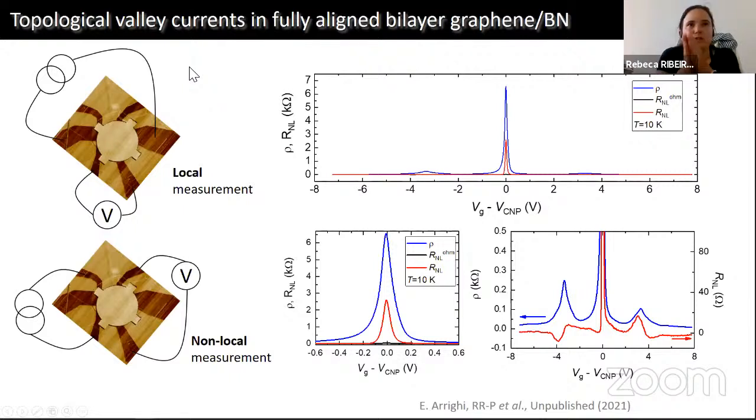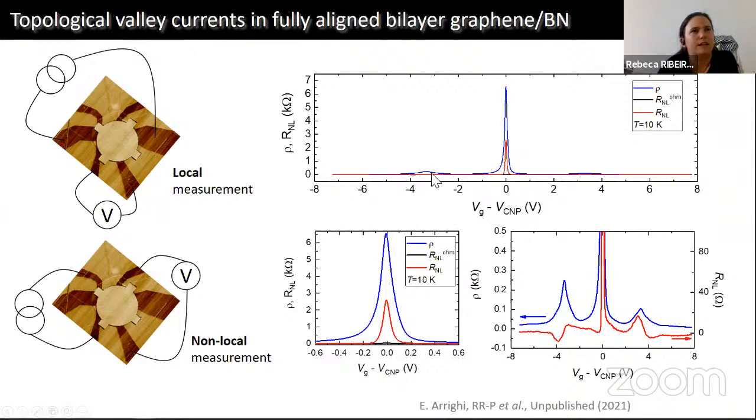So we went to low temperatures. We started at 10K, first to test our alignment and then to test our non-local measurements. It turns out non-local measurements are quite difficult to do because it's a very, very small signal. Nevertheless, we managed with a little bit of effort. So here on the first curve, you can see our local resistance as a function of the gate, of the Fermi energy. We have a very strong Dirac peak and small satellite peaks that can be seen a little bit better in this zoom of the curve.